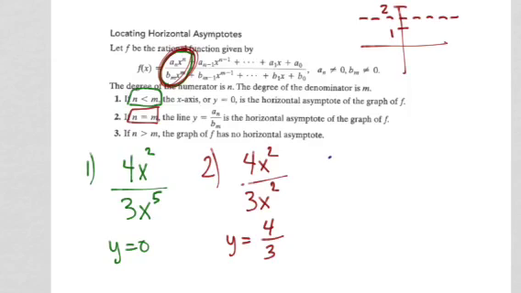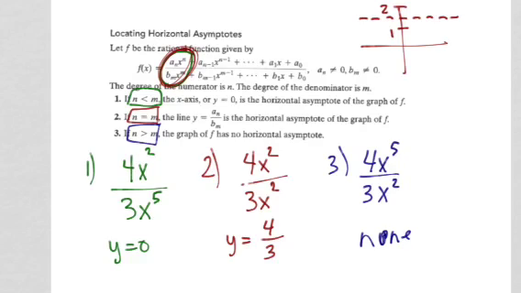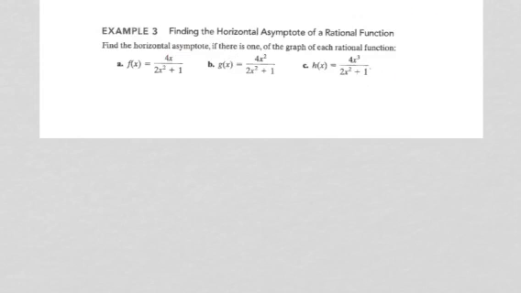All right, last option, number 3. What if n is greater than m, meaning that the numerator has a larger power than the denominator? If that happens, then there is no horizontal asymptote. None. So again, the work's pretty simple. You don't have to do a whole lot with these. It's just deciphering which one to use and where to get the numbers from. That's the hard part. So let's try an example of all three types.